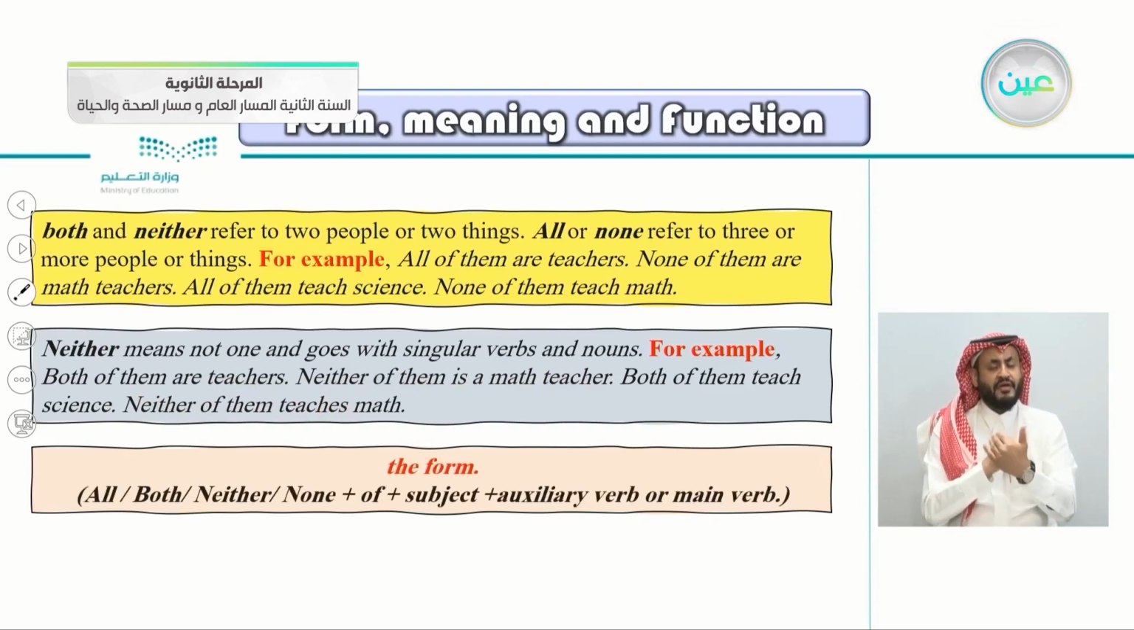The form here, we say all or both, neither, none. Then we write of. Then we write the subject. Then we continue with the auxiliary verb or the main verb.